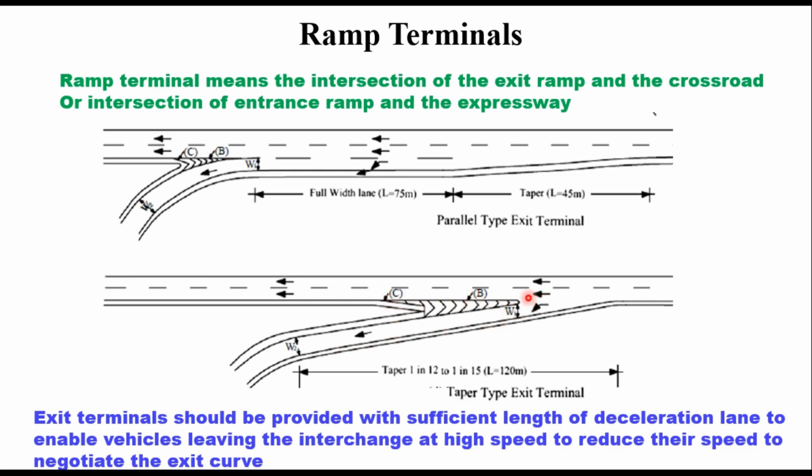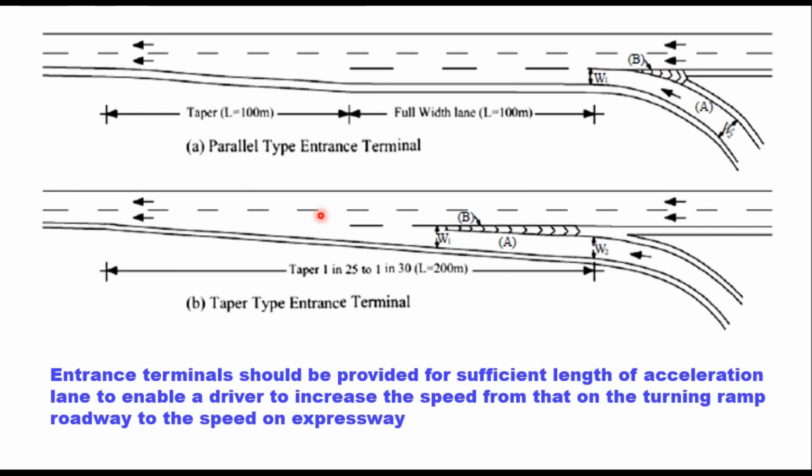Now, in the case of exit terminal, this is point A, and here the lane width is increased to the width of the ramp W2 just to permit the vehicles which have left the expressway to accelerate and go to the crossroad. B is the nose area, and it should be paved and marked in this manner. And at C, the through lane should be tapered for a distance of 20 meters. Same is the case with the entrance terminal also.